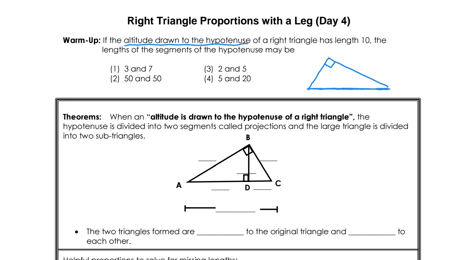It says that the altitude is drawn to the hypotenuse, so the altitude goes from the right angle and makes more right angles. And they're saying that that altitude has a length of 10. The lengths of the segments of the hypotenuse, so when that altitude came down, formed two segments here on the bottom. They're called projections. And they're wondering what those segments could be.